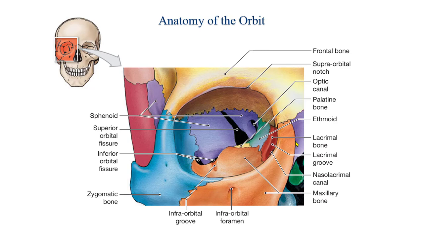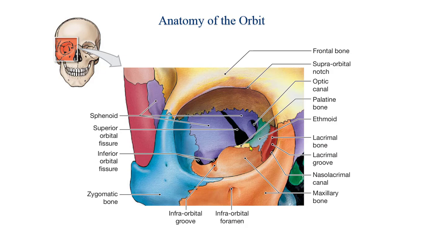We also have a number of smaller bones which contribute to the inner surface of the orbit. As you know, the ethmoid bone is located centrally within the cranium, and like the sphenoid bone, contributes to the medial wall of both the right and left orbits. So here we can see the orbital plate of the ethmoid bone.